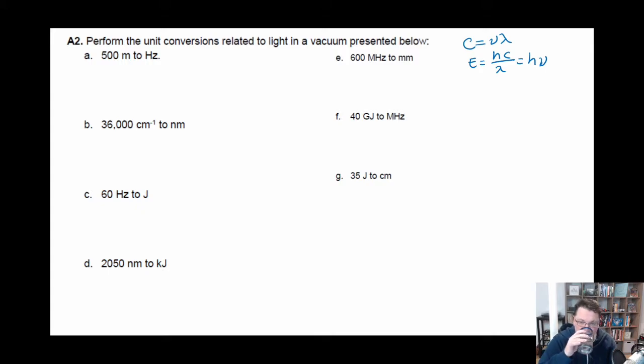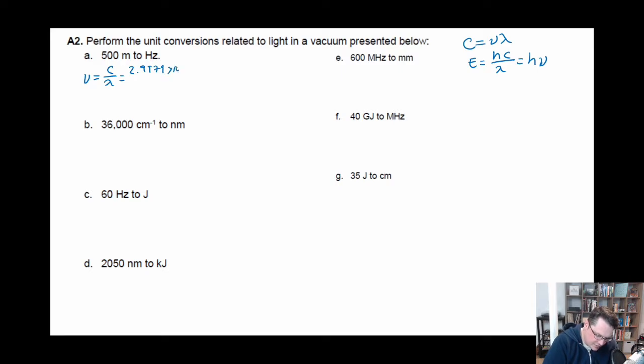For A, since we're going from 500 meters to hertz, that relationship is related to the speed of light being equal to nu times lambda. And so we have the wavelength, we have meters, and we're trying to go to hertz, so we can rearrange that equation so that nu is equal to c over lambda.